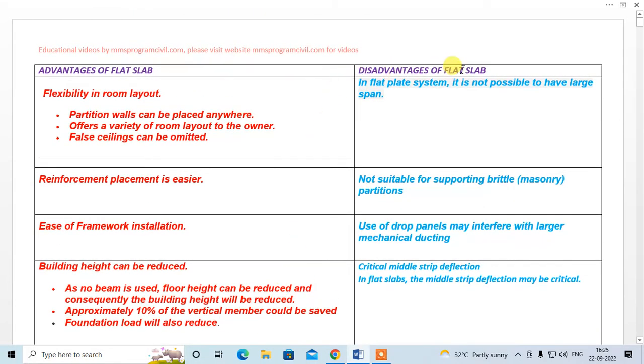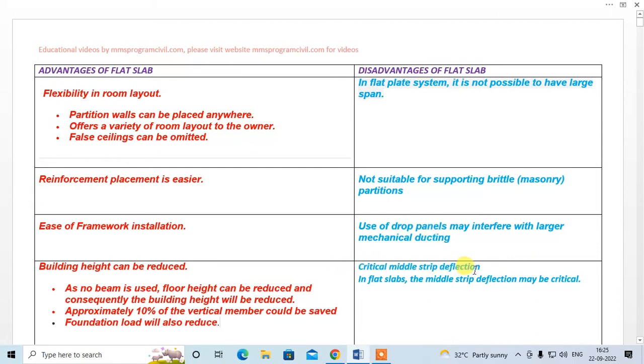Disadvantages of flat slab. In flat plate system or flat slab, it is not possible to have large spans. Not suitable for supporting brittle masonry partitions. Use of drop panels may interfere with large mechanical ducting.